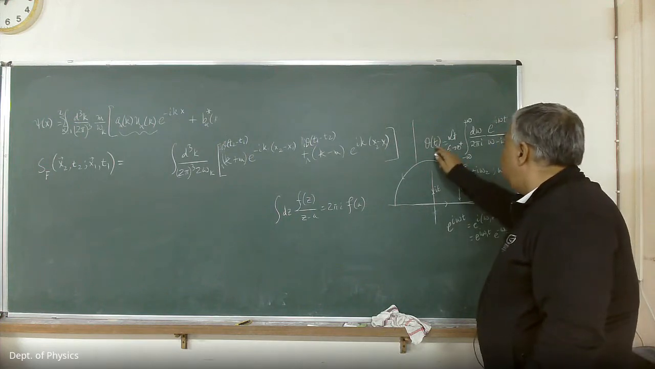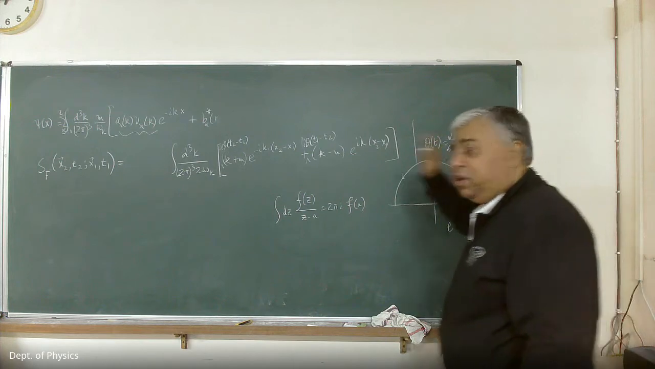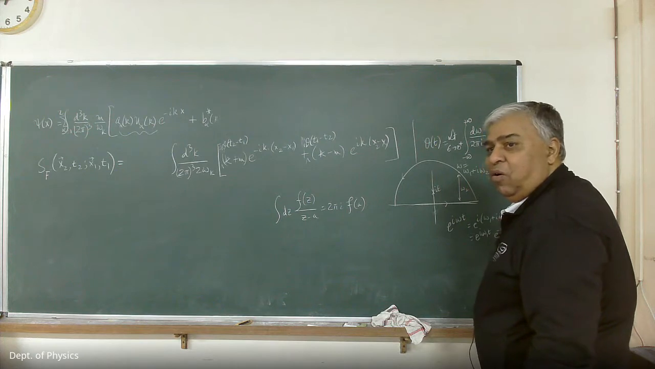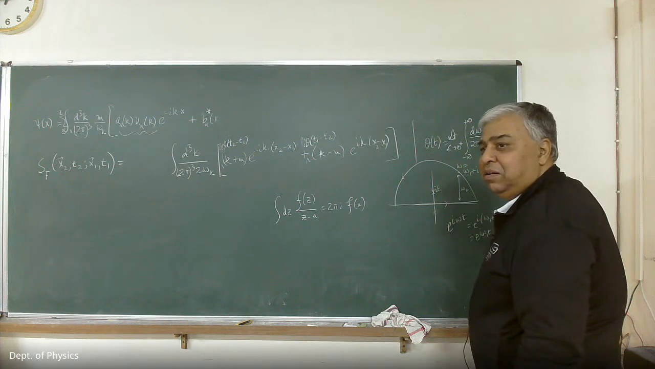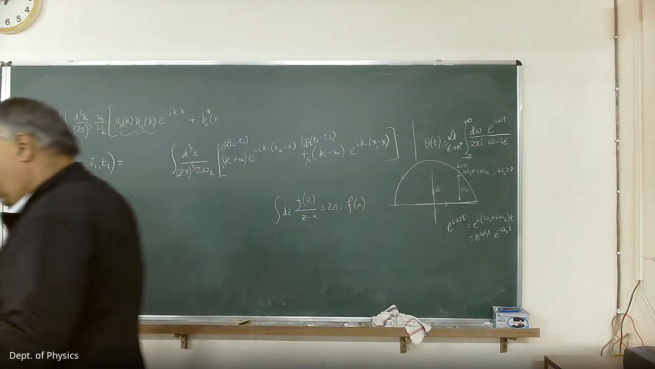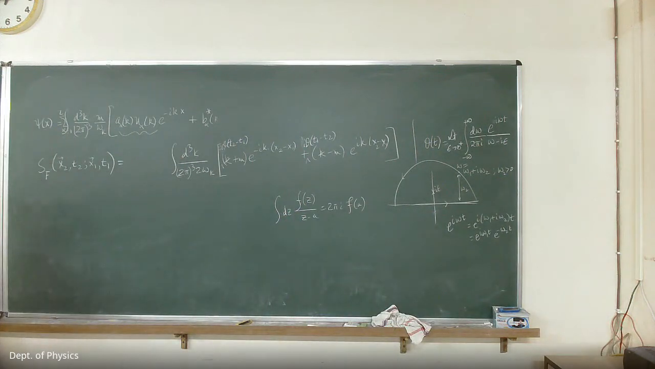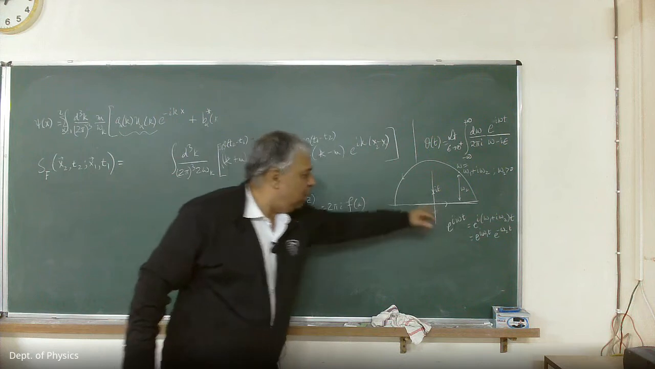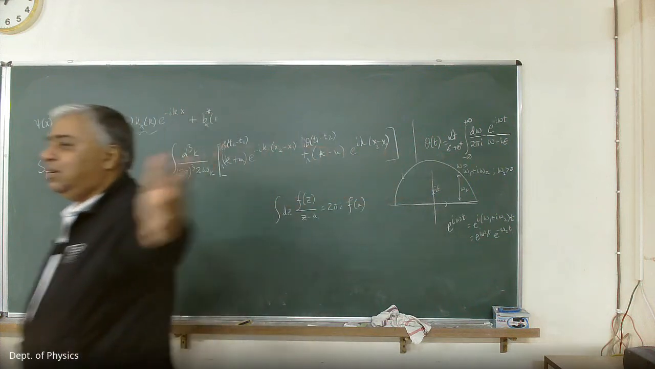First you assume t is greater than 0. If t is greater than 0, only then omega going to infinity will give you 0. Then the situation t less than 0, negative: this contour has to be closed from below. But in this case, it will exclude this point. Do you follow? The pole will be lying outside.